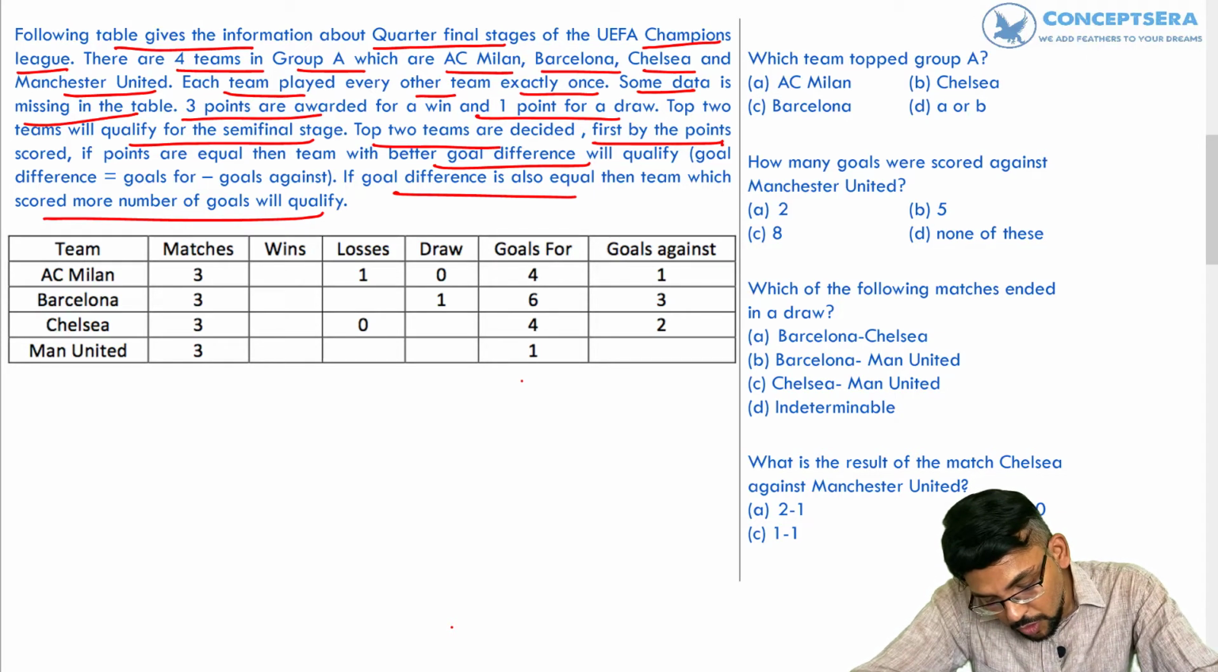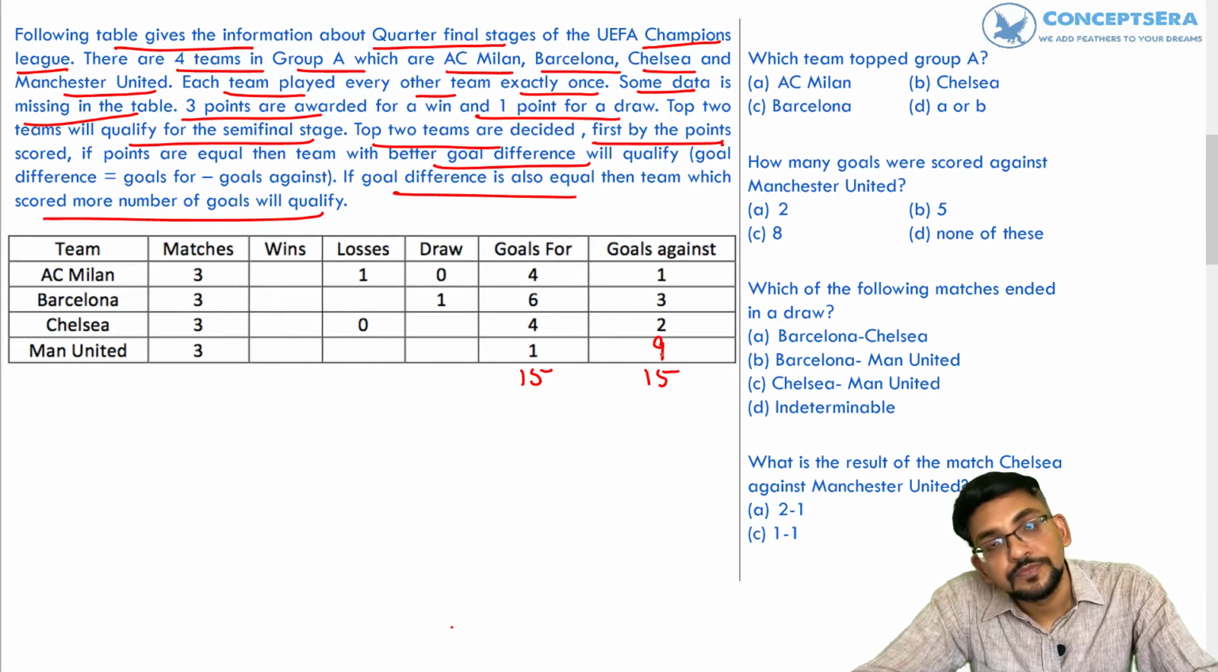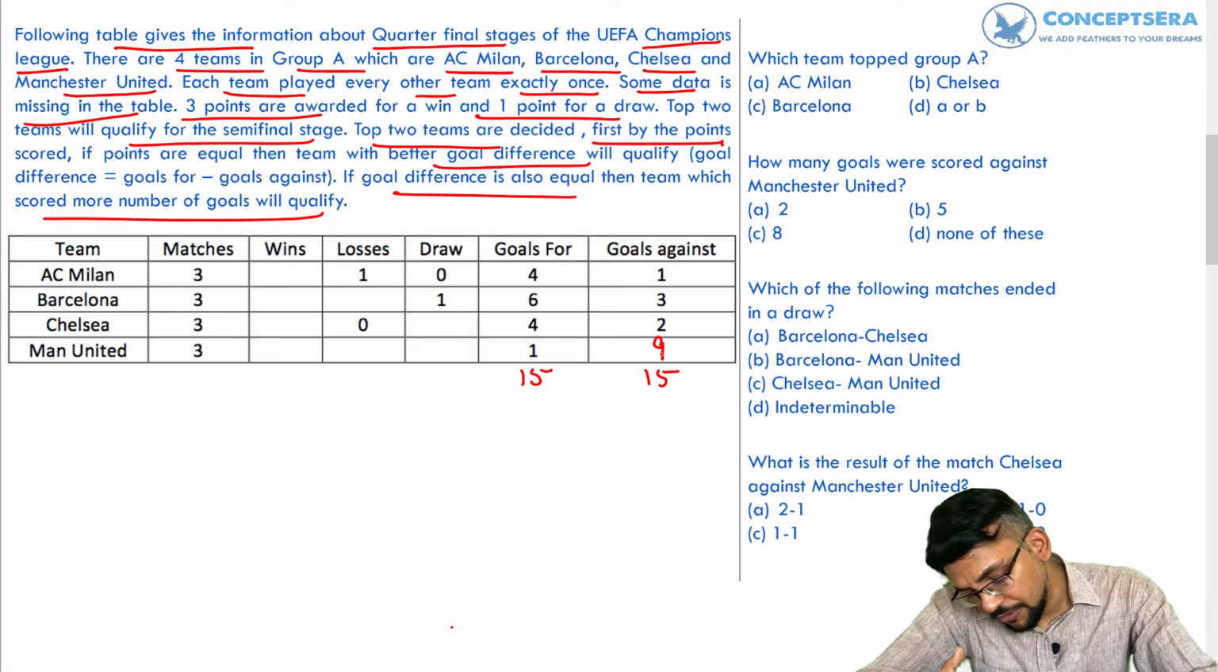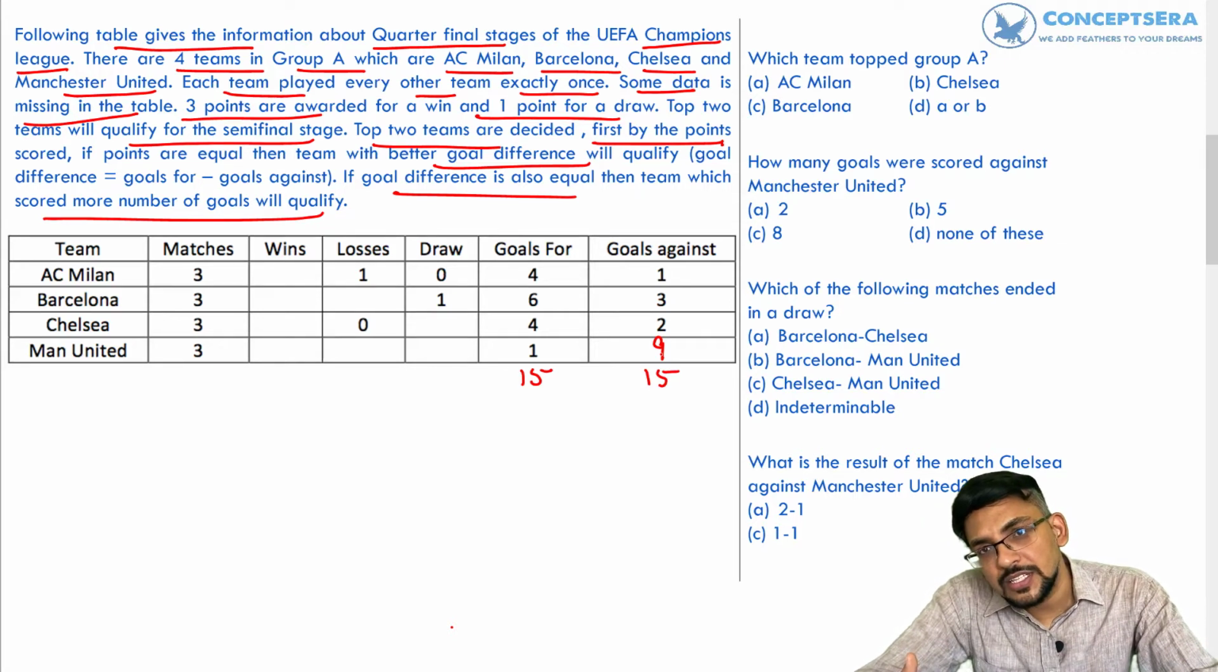So total number of goals for is 15. So total number of goals against should be equal to 15. 1 plus 3 plus 2, 6 is done. So 9 is left out. Now after filling this, we have to go back and see what matches are happening, and according to the matches we can fill the given data.